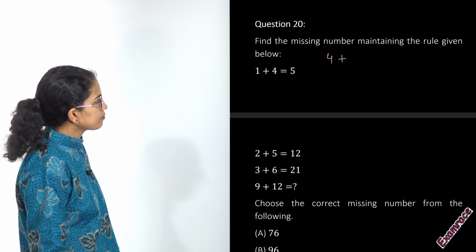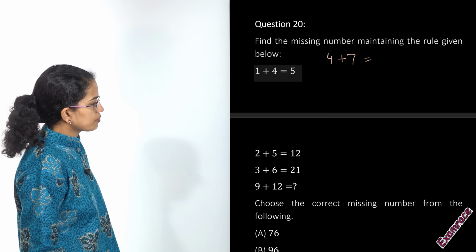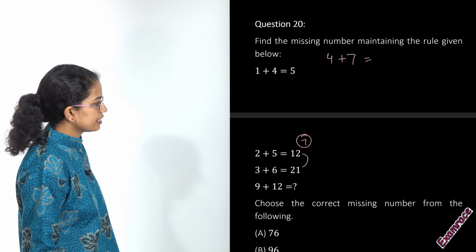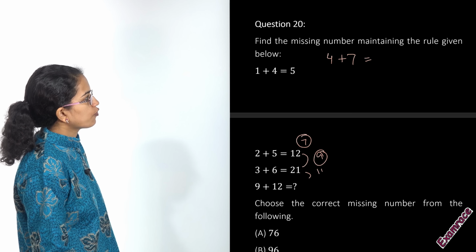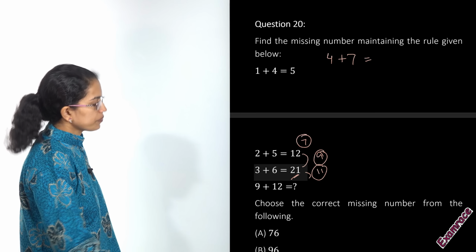But what would it become? From 5 I had 12. So I added 7. From 12 I had 21. So what I did was I added 9. So next I would add 11. So I would add 11 to 21. So 4 plus 7 would be 21 plus 11, that's 32, and so on.